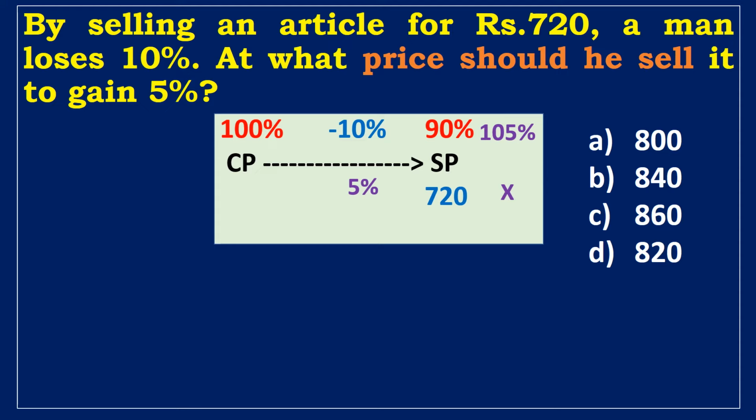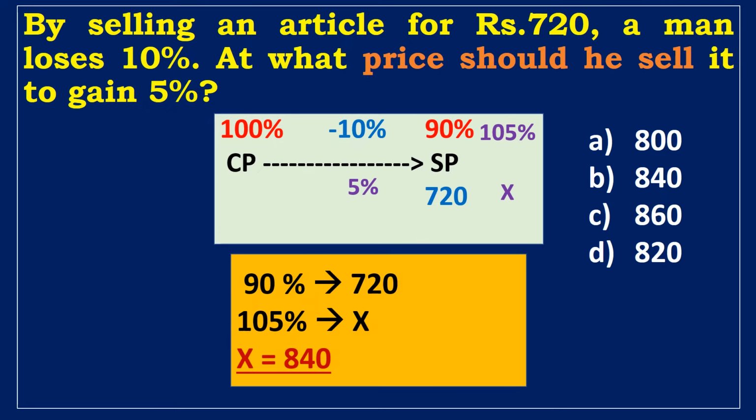To calculate the selling price to get a gain of 5%, we must create two equations, where 90% is 720 rupees, and 105% is X. Divide both sides of the first equation by 9 to obtain 10%, which is 80. Then, 100% equals 800, and 5% is 40. The sum of these values is 840 rupees, which is the selling price of the article to gain 5%.